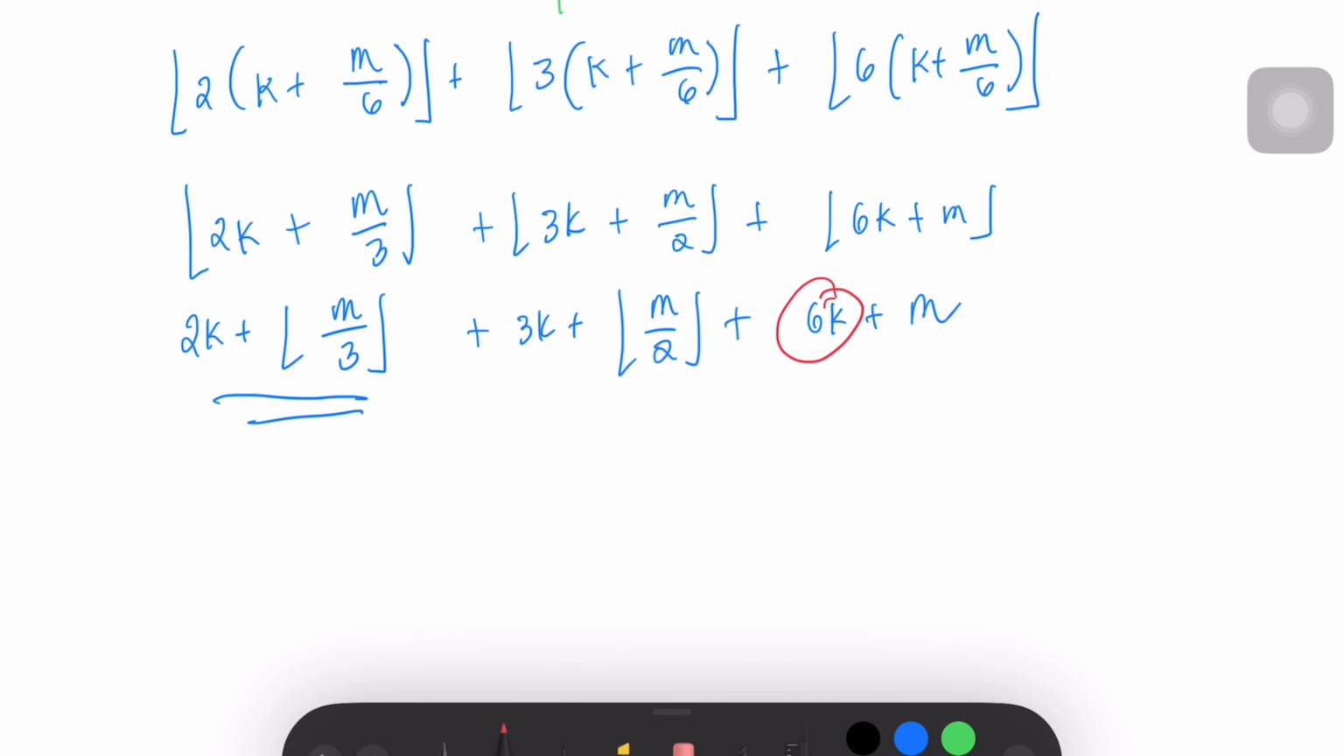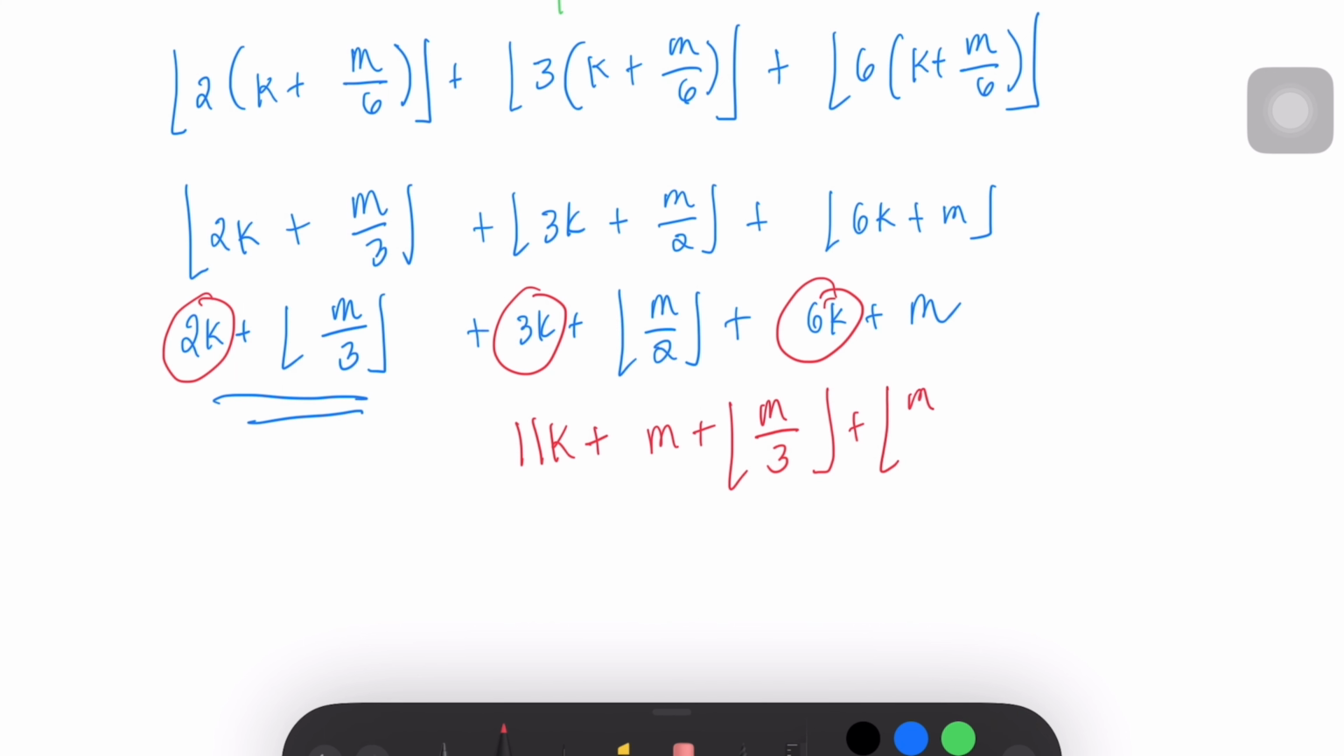Now we have common terms with a coefficient of k, or a variable k. So we can add them up to get 11k plus m plus the floor of m over 3 plus the floor of m over 2. From here, we'll just do a bashing of cases for the values of m that we've set.